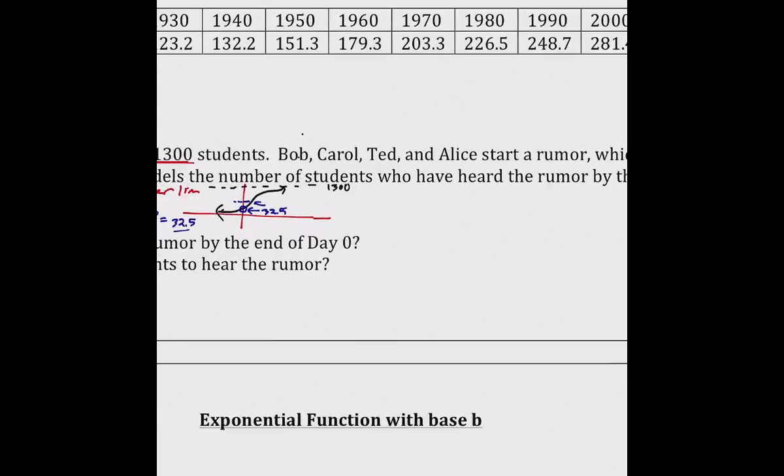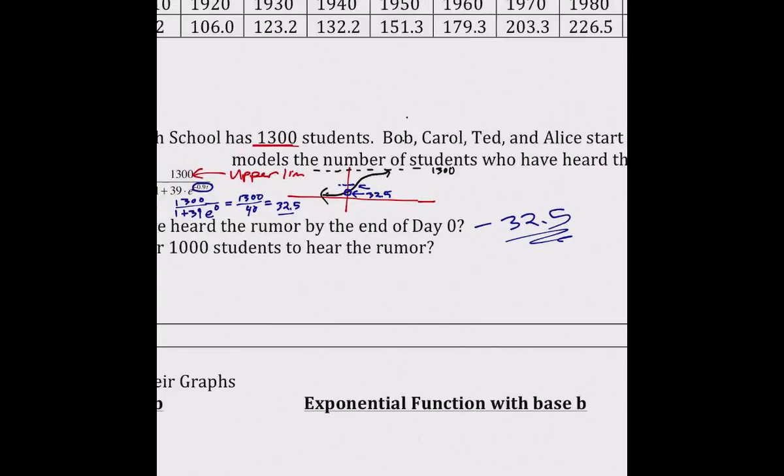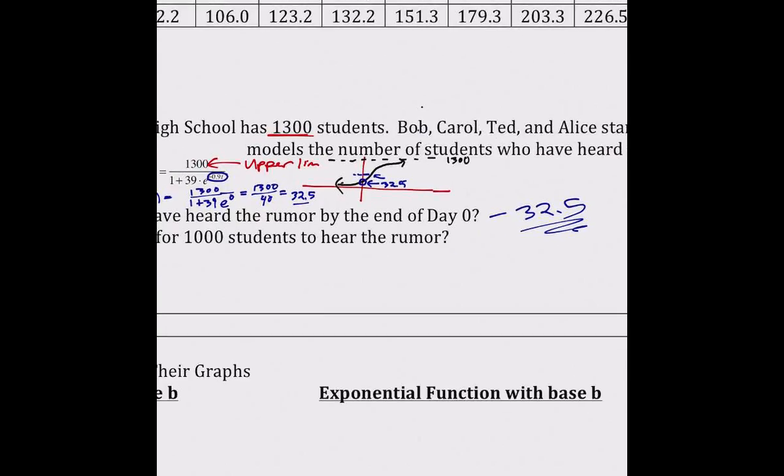So how many students have heard the rumor by the end of day 0? We just figured that out. That's 32.5. What we got is where we started. Day 0 is just this class. Bob, Carol, Ted, Alice, they start a rumor. They're the ones who started it in the class. Half a student heard the other part of it.